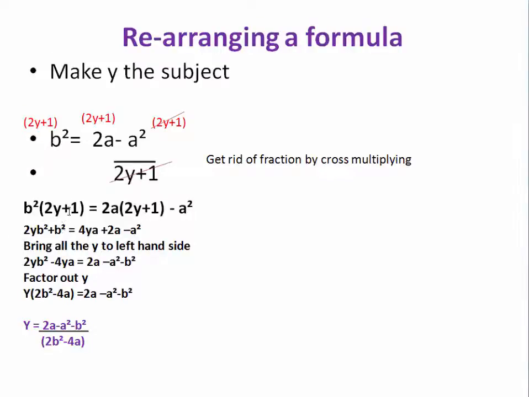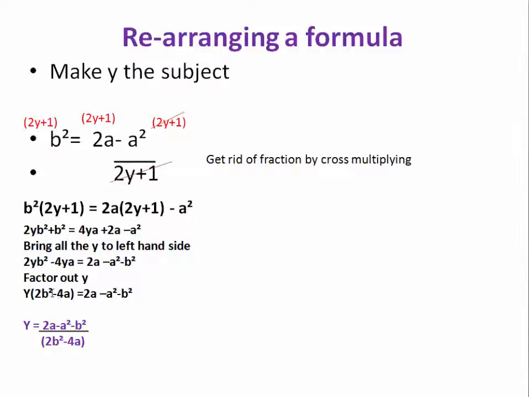2y b squared plus b squared equals 2a, multiplied by 2y becomes 4ay, or 4ya, plus 2a minus a squared. Bring all the y's to the left hand side. So that's 2y b squared minus 4ya. Take the b squared to the other side, minus b squared. Okay, 2a minus a squared minus b squared.